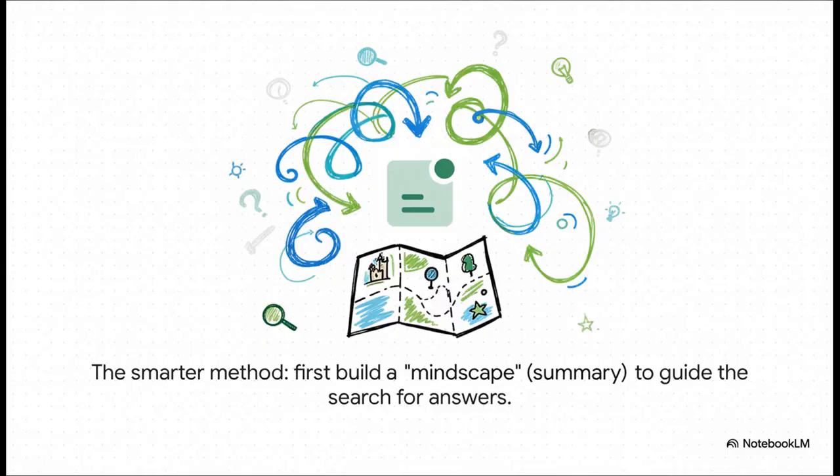And wow, this diagram just shows the difference perfectly. Just look at how much more elegant this new process is. Before the AI even thinks about looking for an answer, it first takes a step back and creates a summary of the entire document. It builds its own mindscape. Then, and only then, it uses that mindscape to guide its search for the information. It's not just fumbling around in the dark anymore, it's searching with a map.